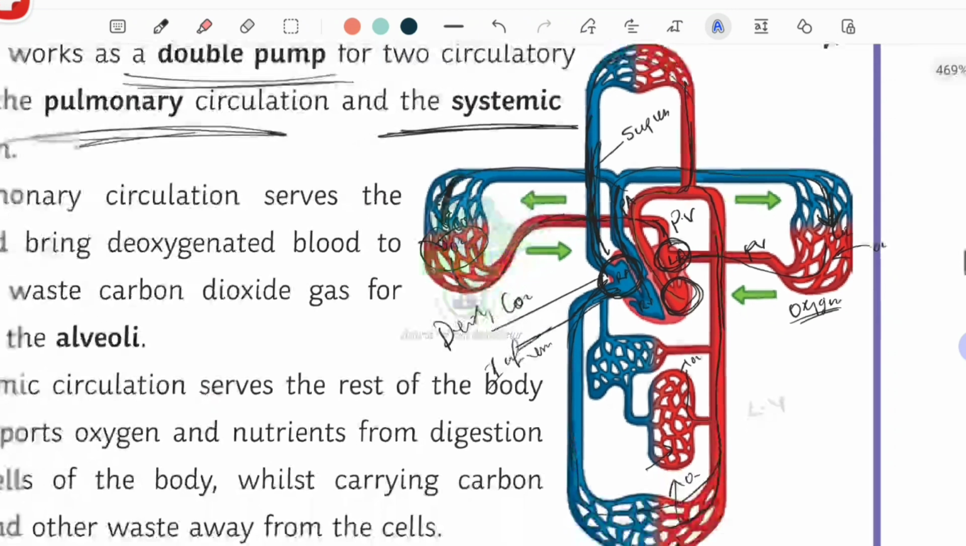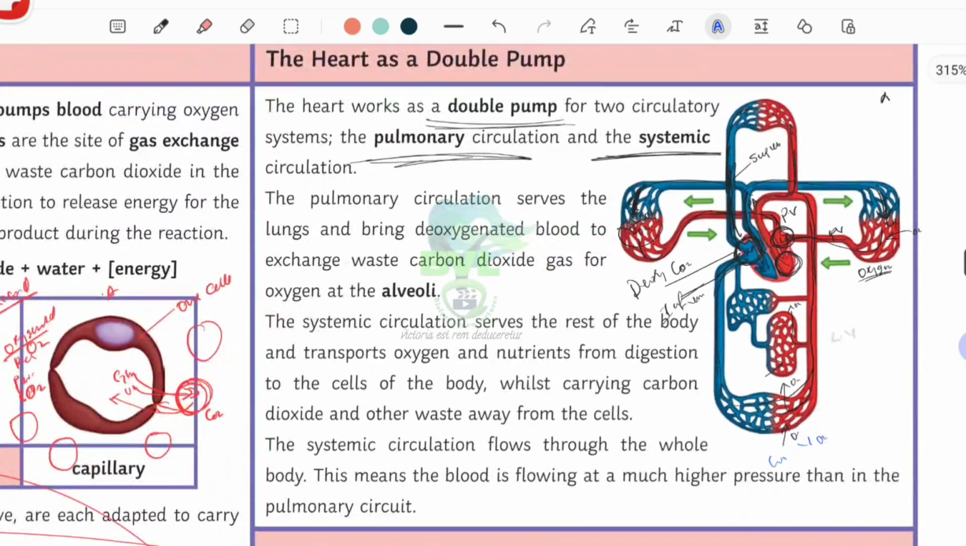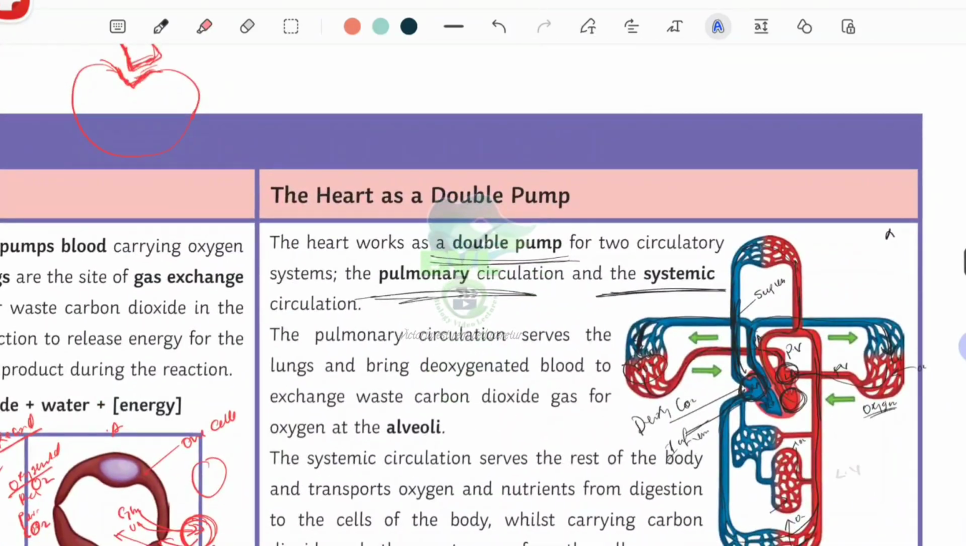You might want to rewind the video here if that was too fast. Okay. And that explains how double circulation works.